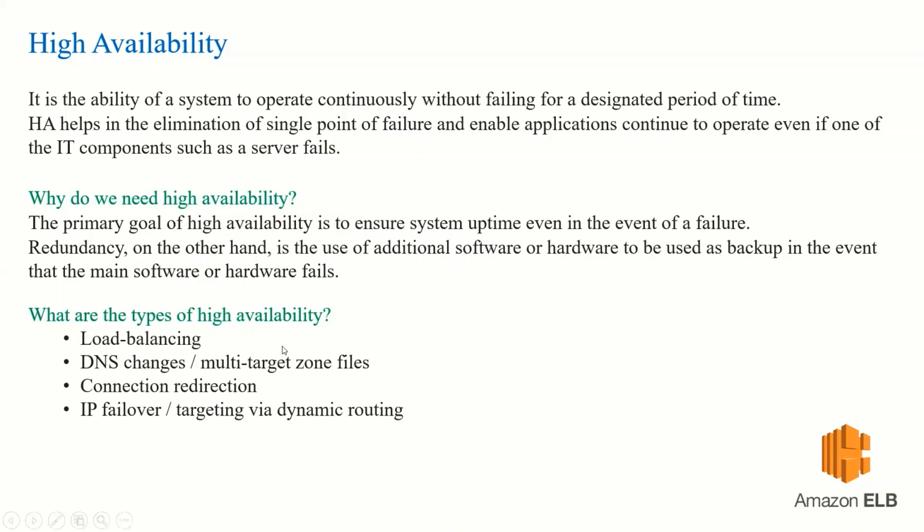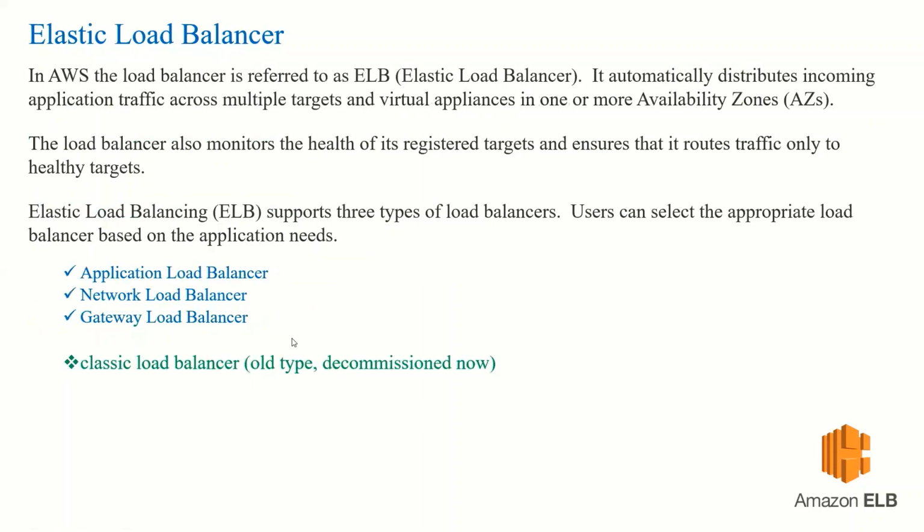We will take the first topic, load balancing. In AWS, the load balancer is referred to as ELB, Elastic Load Balancer. The load balancer concept is there in networking as well as with all the cloud service providers. In the Amazon AWS cloud environment, they call it Elastic Load Balancer. They want to have a unique identification name, so here they call it Elastic Load Balancer.